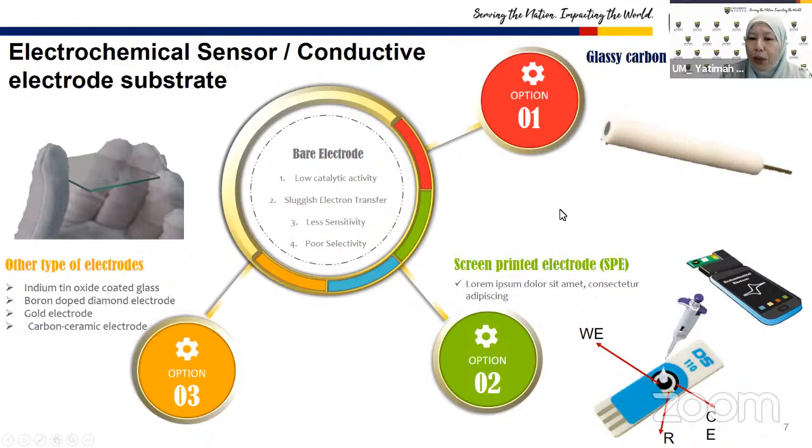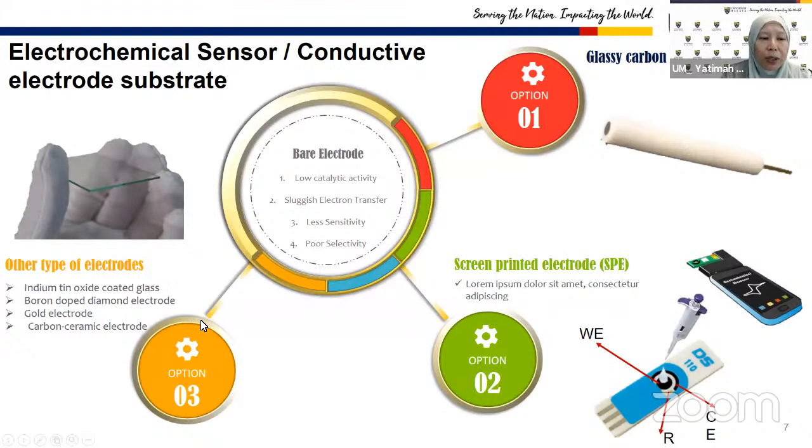Then you can see option two, which we call the screen printed electrode. Basically you can get it online, because this one has been produced, so you can just buy it and apply it. But again, you can make your own as well. Inside the screen printed carbon electrode, they still have the three electrode system. This one has been used rigorously, especially for some sensor applications.